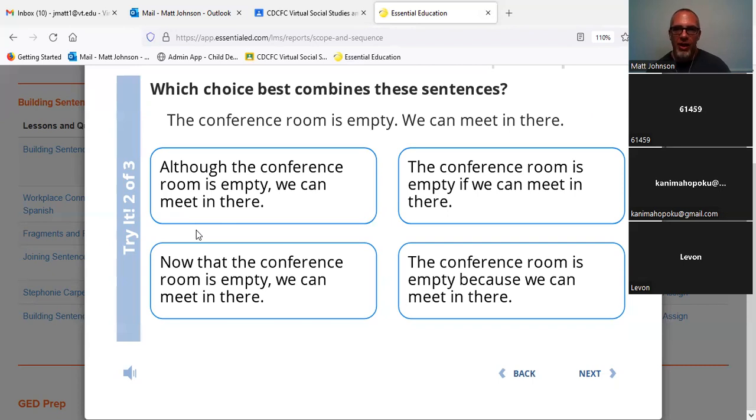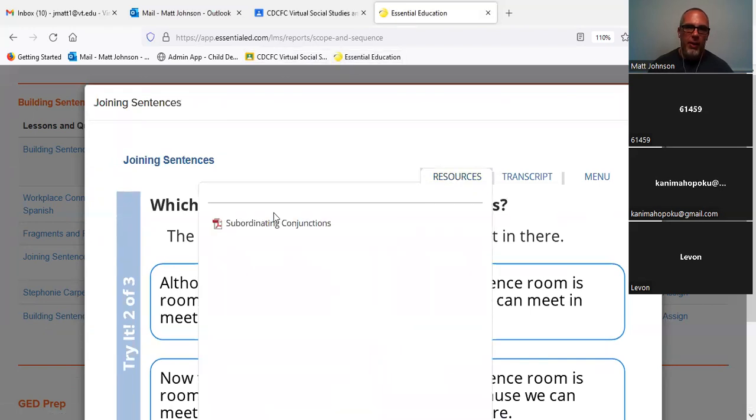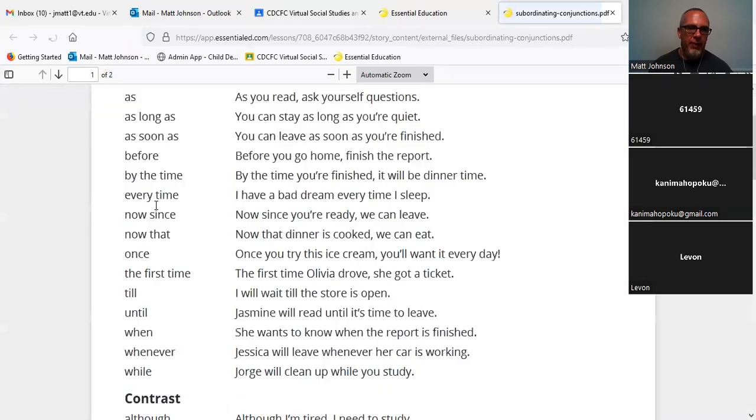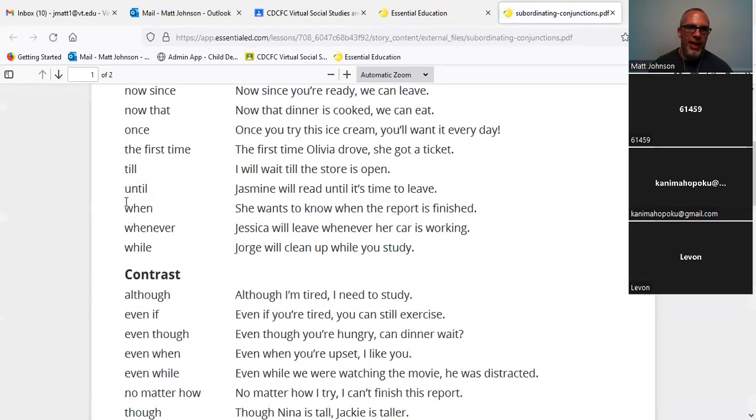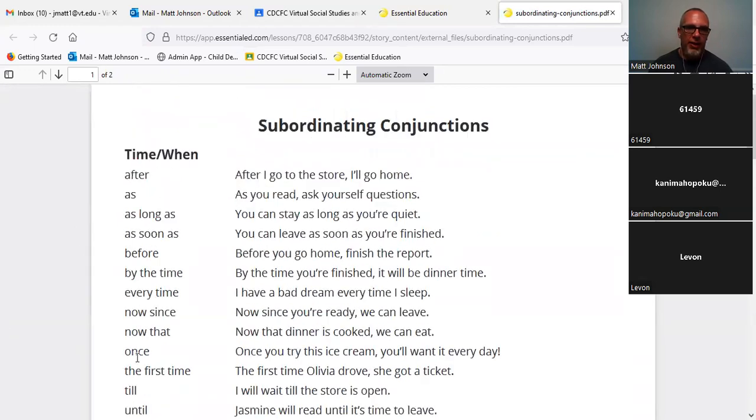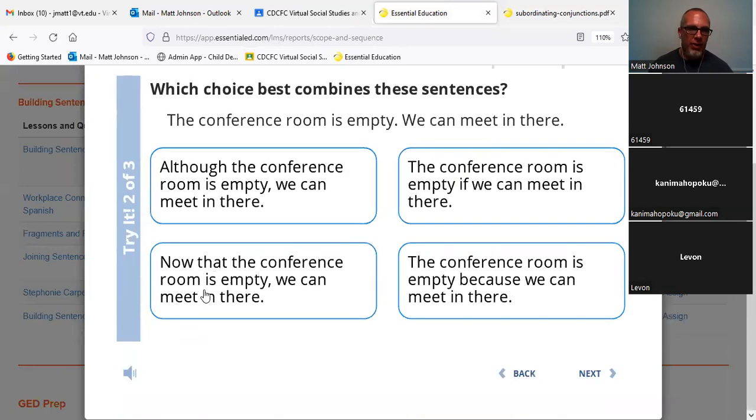So there you get that subordinating conjunction, right? So it's C. And just like we had in our, showing time. Time when? Now that. So just like they use here, now that dinner is cooked, we can eat. So there we go. Now that the conference room is empty.